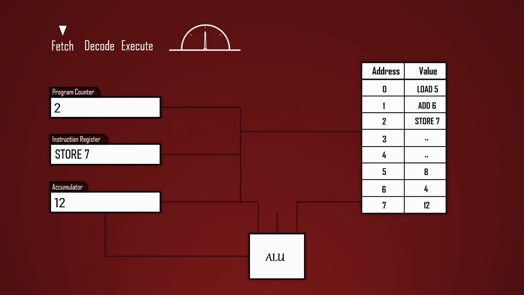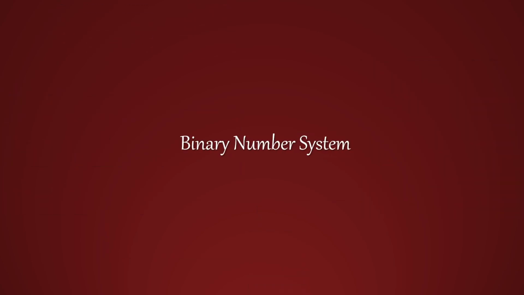Everything about this video was true, except for one thing. The data stored in the processor and RAM does not look like what it's shown here. Instead, it looks like this. This crazy way of representing data is known as the binary number system, which is the topic for our next video.